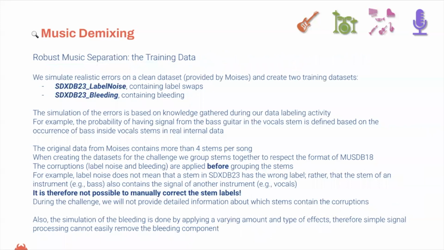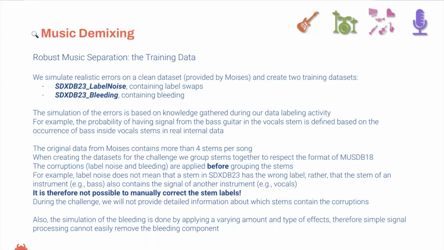Yeah, so let's look a little bit more in detail into the training data that we have released. Now, we start from the clean dataset that Igor just described, this Moises.ai. They will release the clean dataset at the end of the challenge. At the beginning of the challenge, we released 2 versions of this data, which has been corrupted with these 2 types of errors that we refer to. So SDXDB23 label noise contains label swaps, and SDXDB23 bleeding contains bleeding.